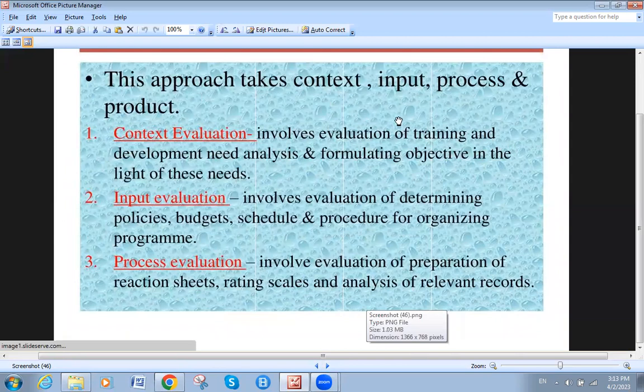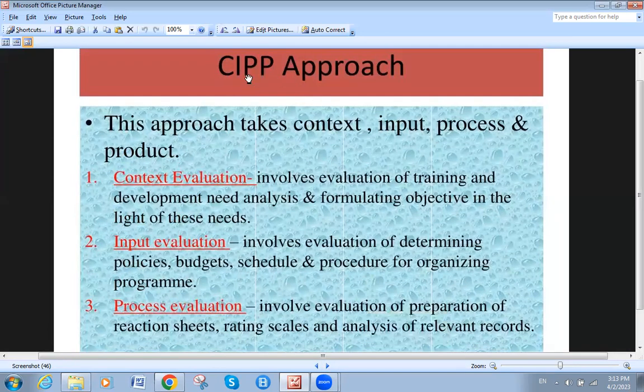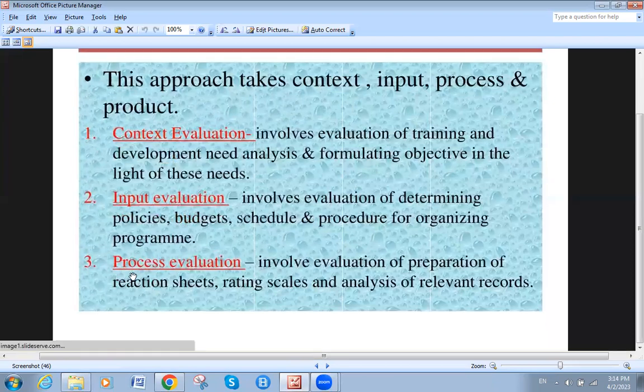This is what the CIPP approach takes now. We are talking about the CIPP approach: context, inputs, process, and product. C for context, I for the inputs, P for the process, and P for the product. Context evaluation involves evaluation of training and development needs analytically, and formulating objectives in the light of these needs. So I check what I need, then I do the training program based on my needs. Input evaluation involves determining policies, budgets, schedules, and procedures for organizing the program. Process evaluation involves preparation of reaction sheets, rating scales, and analysis of relevant records.